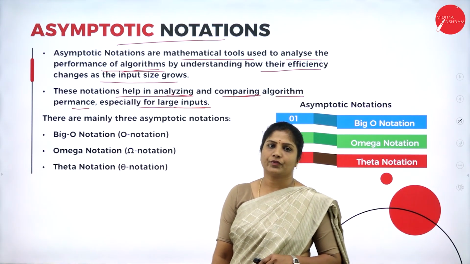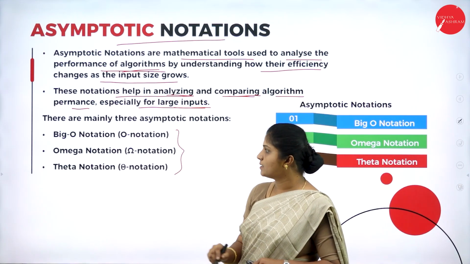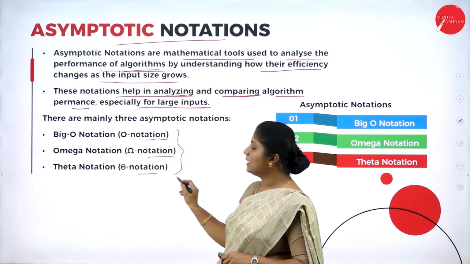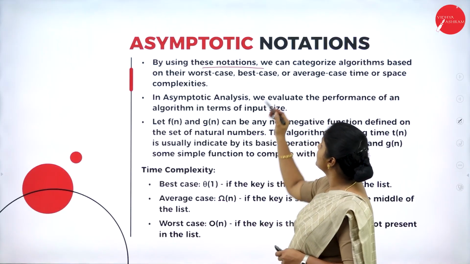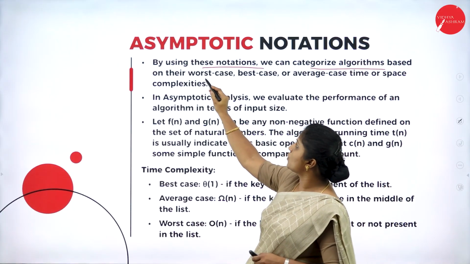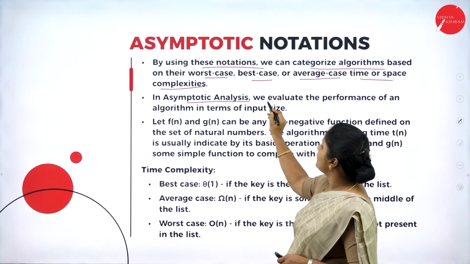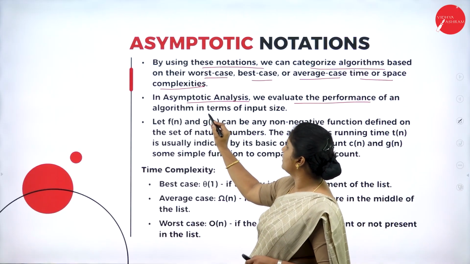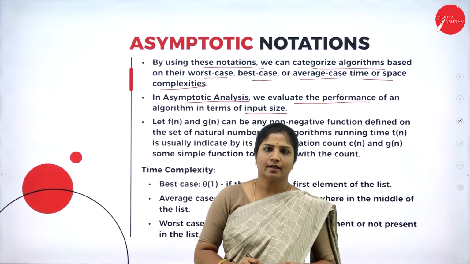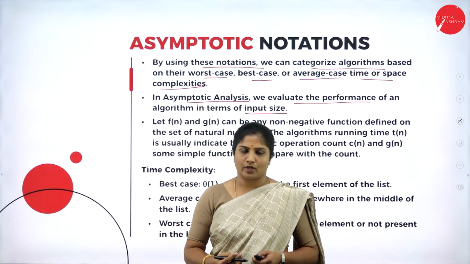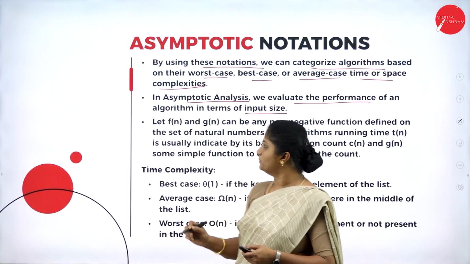There are three main asymptotic notations, which are discussed in the upcoming slides, that is big O, omega and theta. By using these three notations, we can characterize algorithms based on their worst case, best case or average case. In asymptotic analysis, we evaluate the performance of an algorithm in terms of its input size. As I said earlier in the first slide, depending upon the input size, we can calculate the running time of an algorithm.